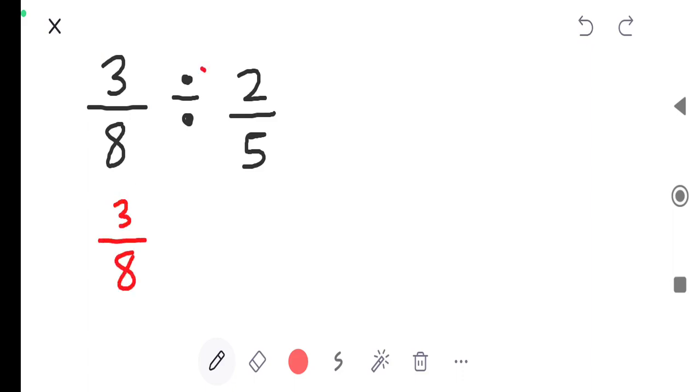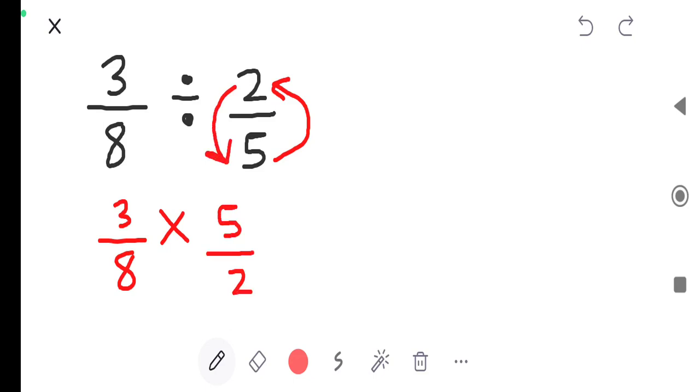Then you change this division to multiplication and flip 2/5. Okay, when you flip 2/5, 5 will go up and become the numerator, 2 will come down and become the denominator. So it will become 5/2.